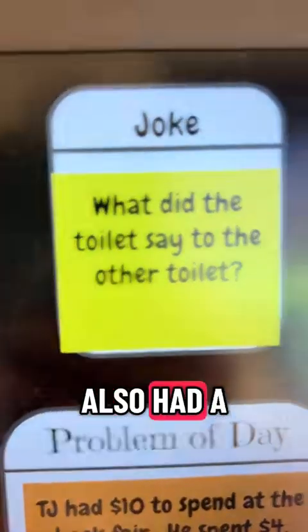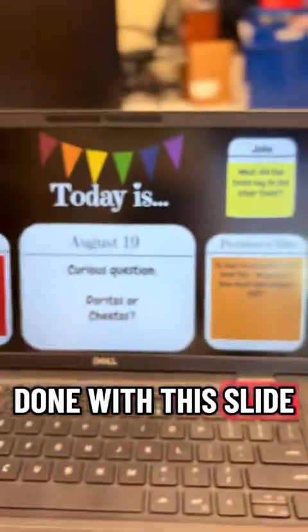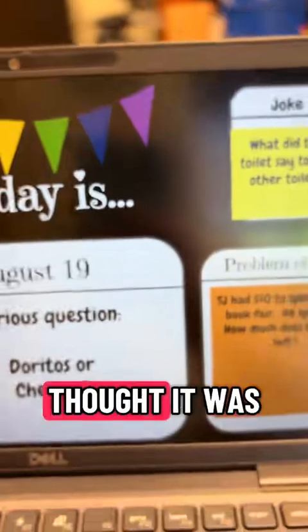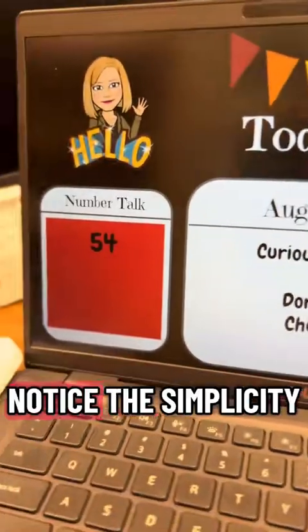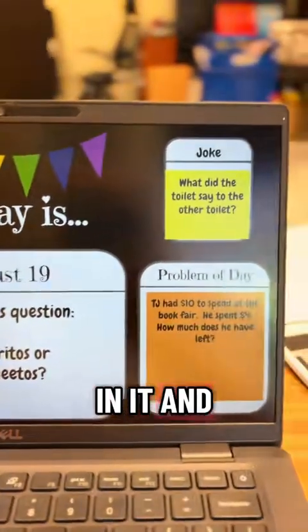And then I also had a joke of the day. After we were done with this slide and we had all worked it in our journal, I would do a joke of the day, and they all thought it was super fun. So this was beginning of year. Notice the simplicity in it and how it worked.